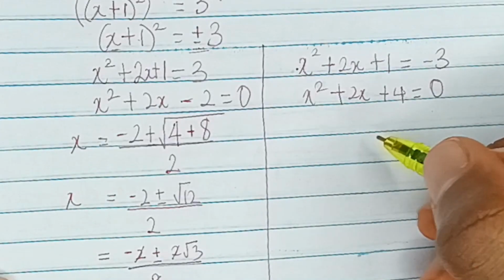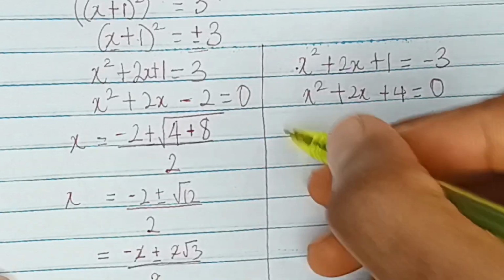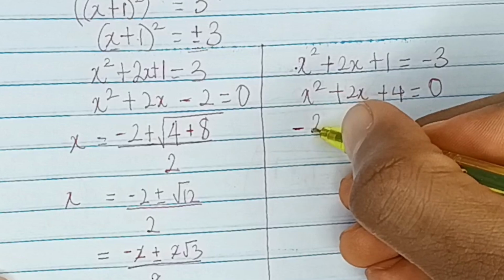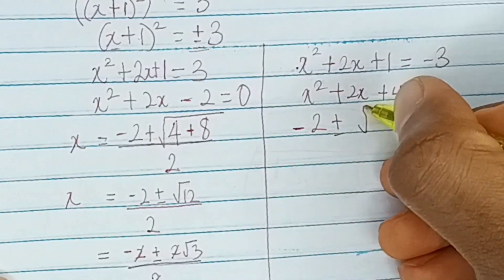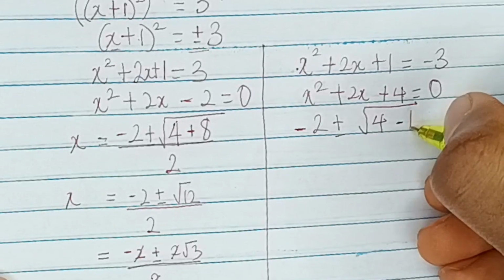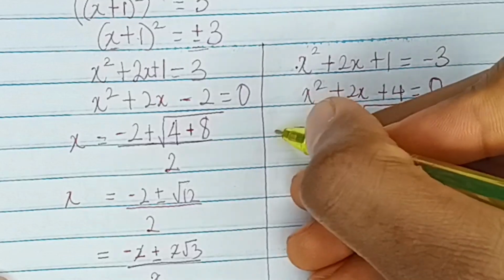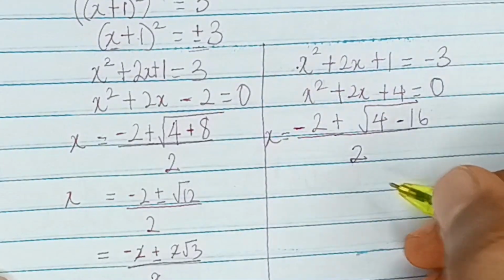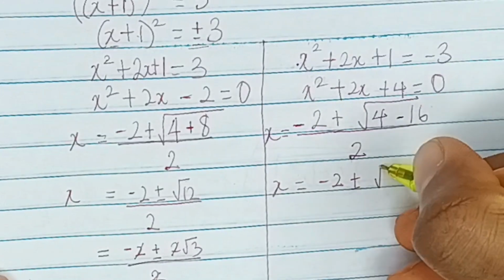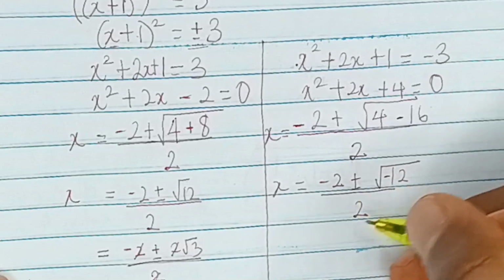Now from here again, we use the quadratic formula to simplify. So we can say that minus 2 plus or minus the square root of 2 squared is 4, minus 4ac is 4 times 4, which is 16, all over 2a, which is 2, is equal to x. Invariably, it means that x is equal to minus 2 plus or minus root of negative 12, all over 2.